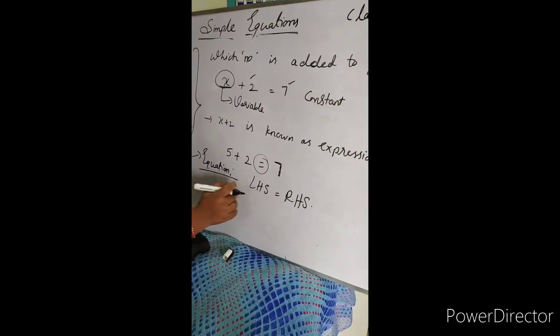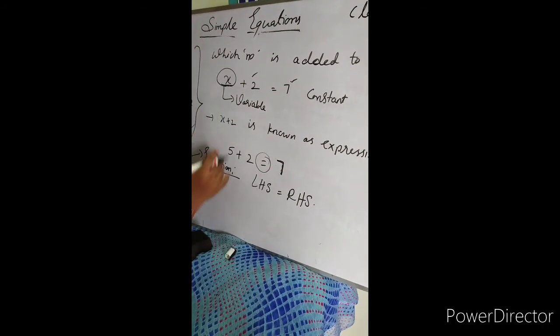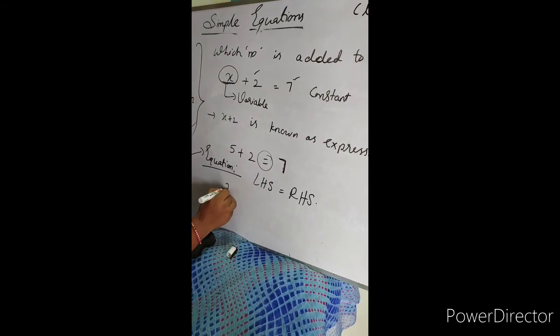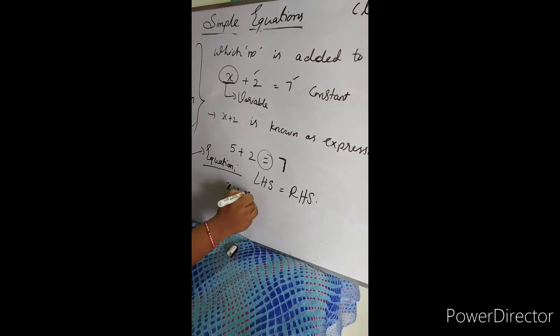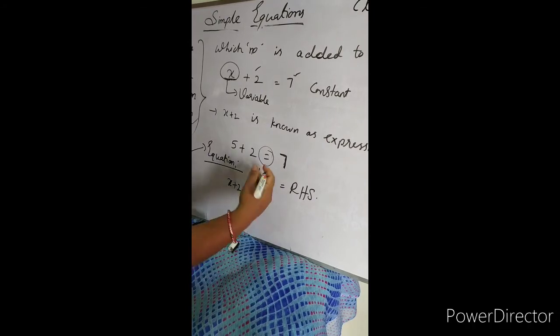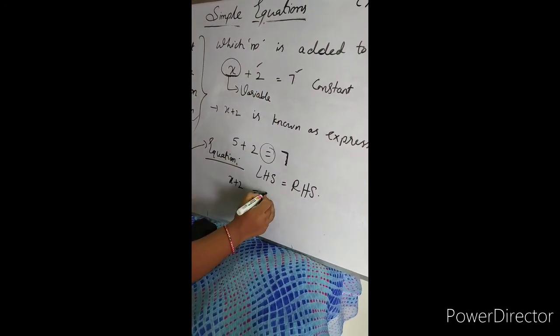So LHS means here the value of this expression. What is the expression here? X plus 2. And the RHS, what is the RHS value here? The value of the RHS is here 7. So what is the X value you got here? 5. So 5 plus 2 is equal to 7. So 7 is equal to 7. So this is about the equation.